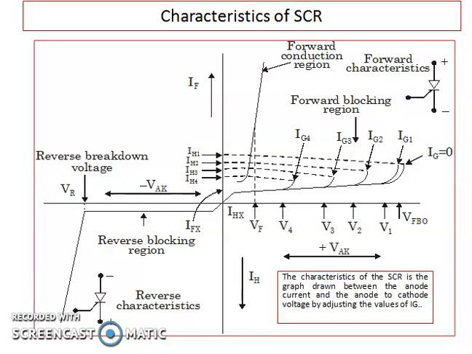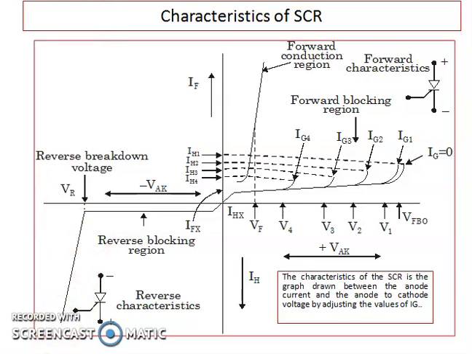The reverse breakdown voltage, just like in ordinary diodes or transistors: we find that after the reverse breakdown voltage, a large amount of current will start to flow, and until then there is no reverse current flowing through this. Its characteristics are almost similar to those of a diode or a transistor, in which the reverse current will not flow until the reverse breakdown voltage is reached.